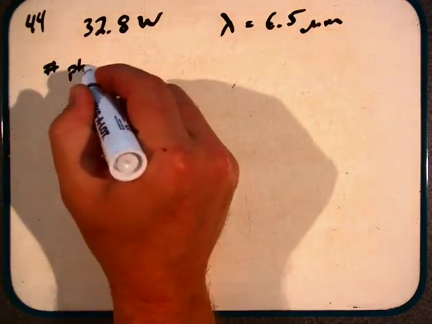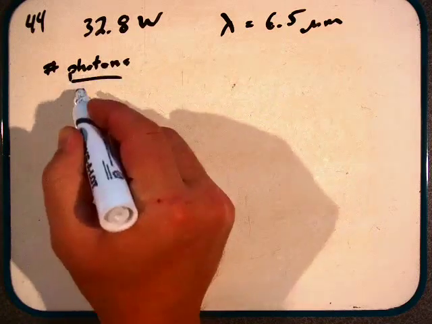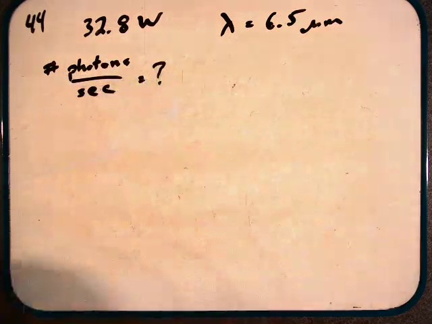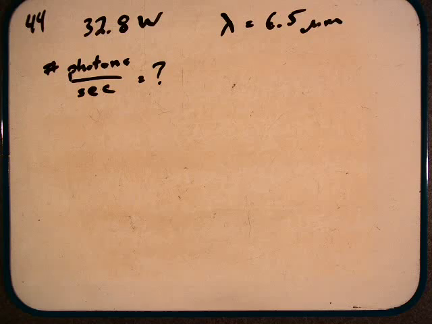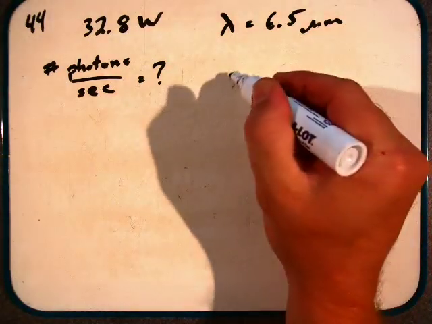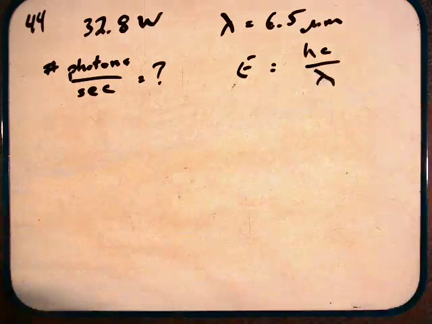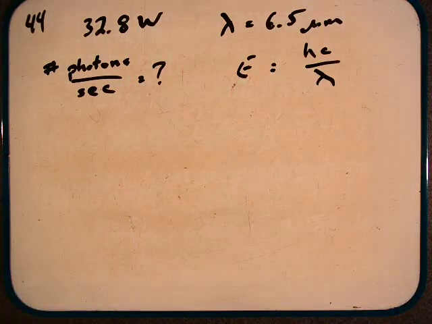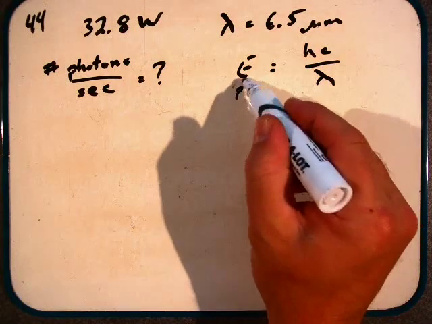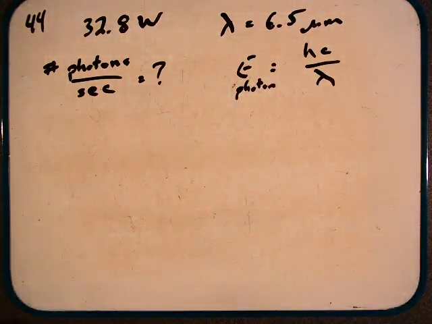So we want the number of photons per second. And so that's our question. So the first thing we want to do is relate our energy, our watts, into something that works with our energy expression. And so we're going to use our energy expression for a particle that acts as a wave, using its wavelength to solve for the energy of a photon. And then we're going to relate that energy to our 32.8 watts.